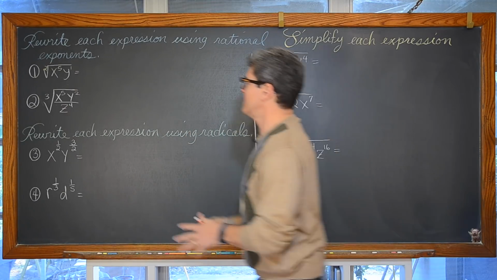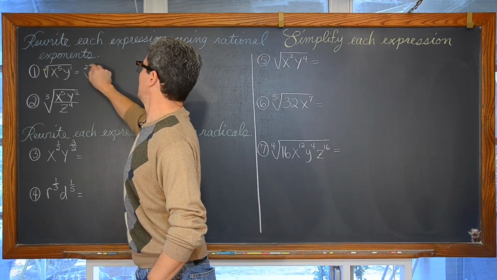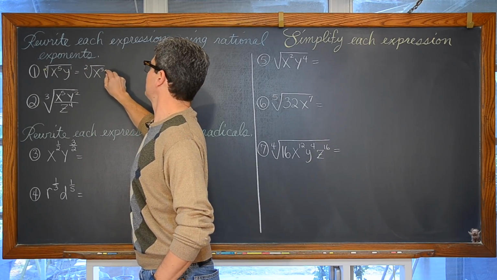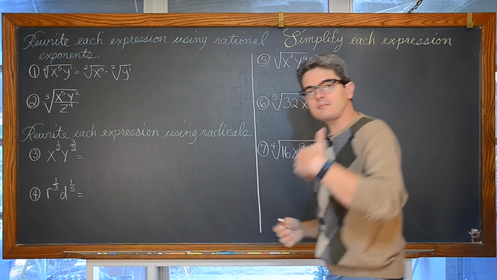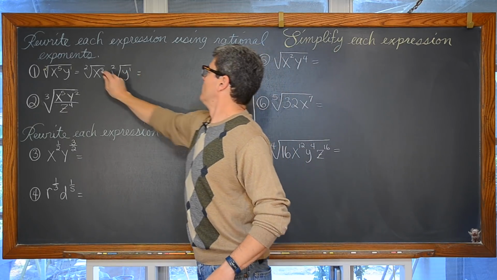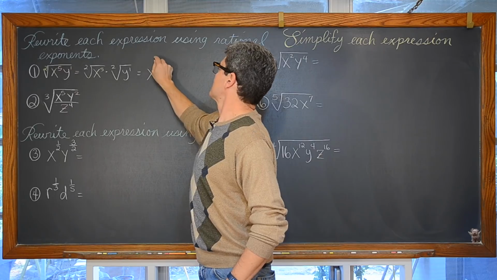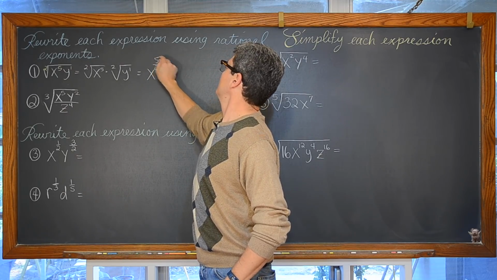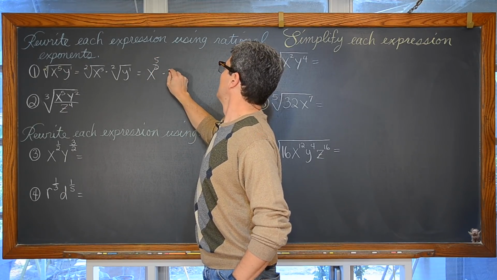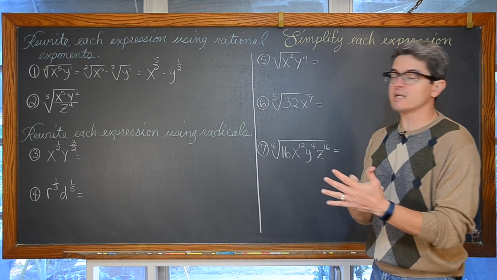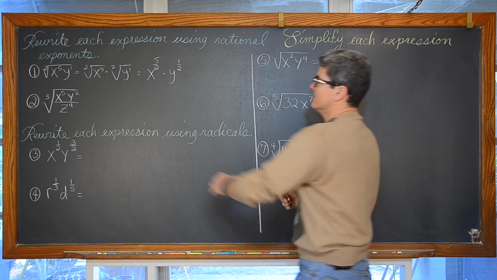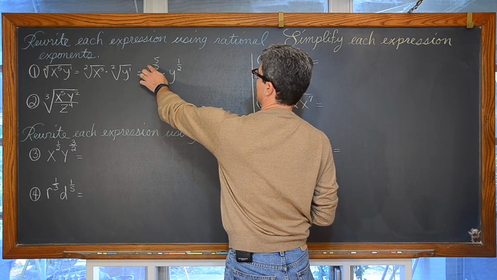So this is the square root of x to the fifth times the square root of y to the first. And now I can just rewrite that with the power over index, x to the 5 over 2 times y to the 1/2. And that is strictly rewritten so that we're using rational exponents.